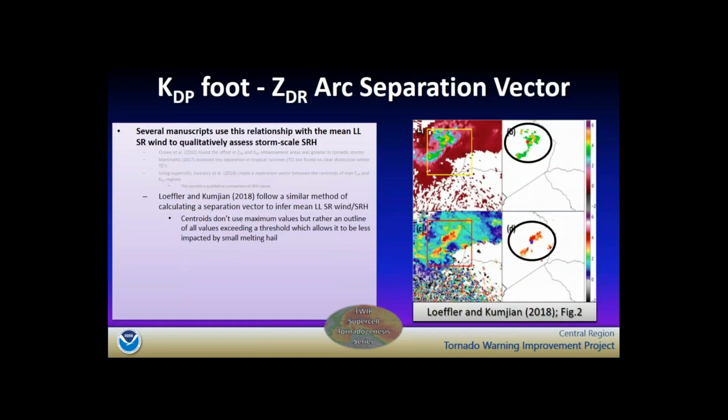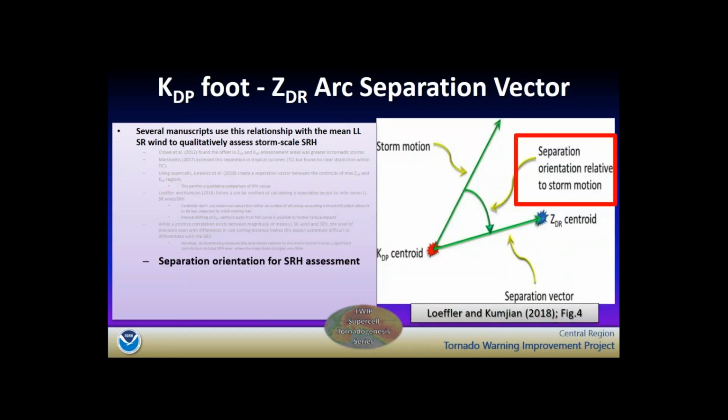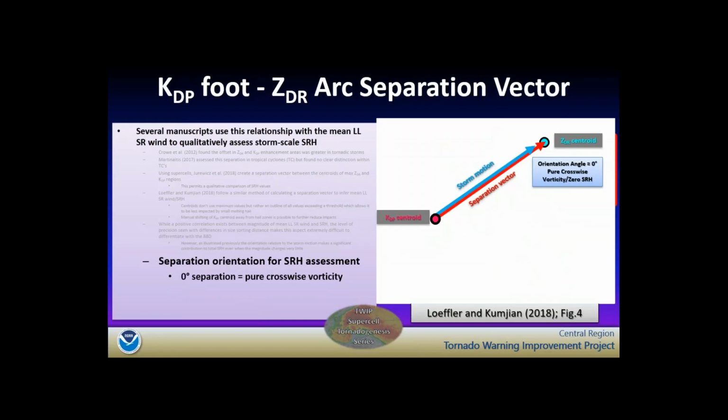This permits a method that combines the approximate centroids of the regions of enhanced ZDR and KDP to create a separation vector that we compare to storm motion. The orientation angle of this vector relative to the storm motion is critical, because something closer to being parallel infers mostly a crosswise dominant shear with reduced potential for intensification of the low-level meso.